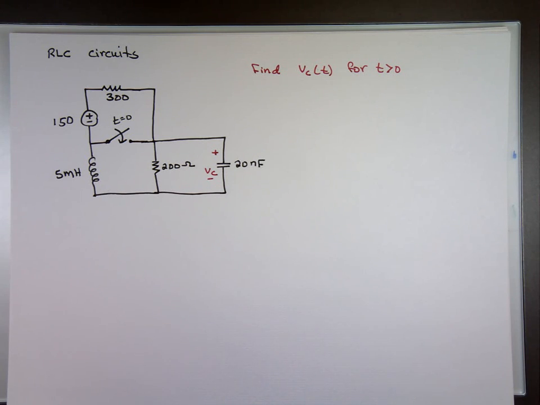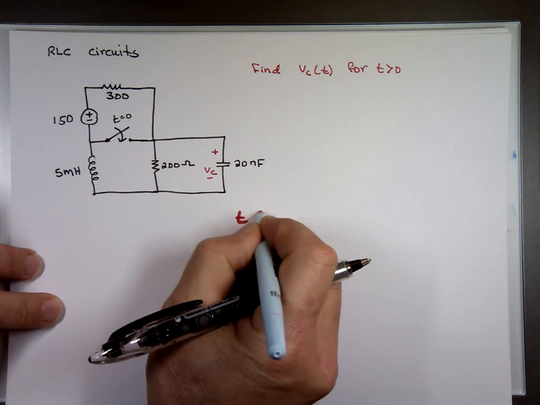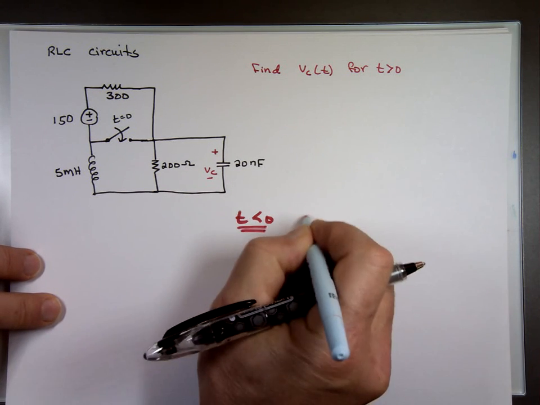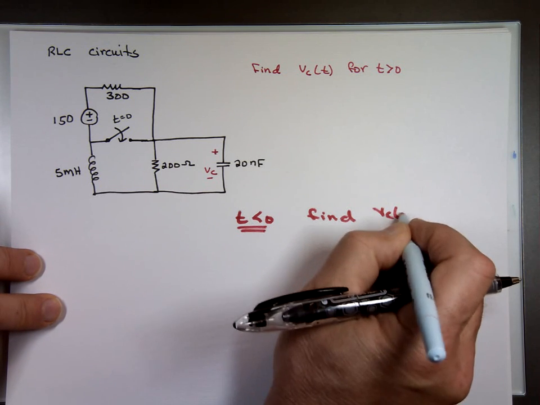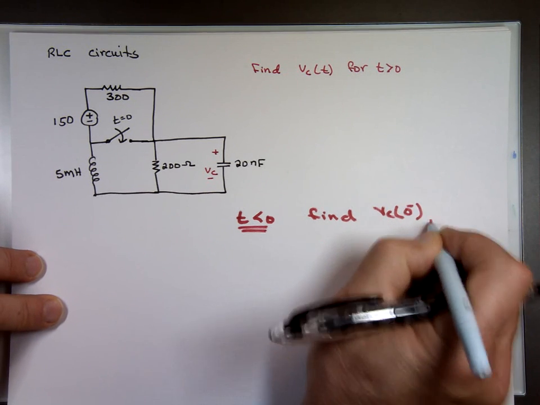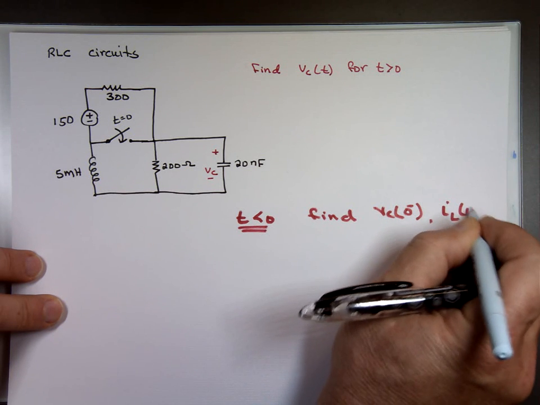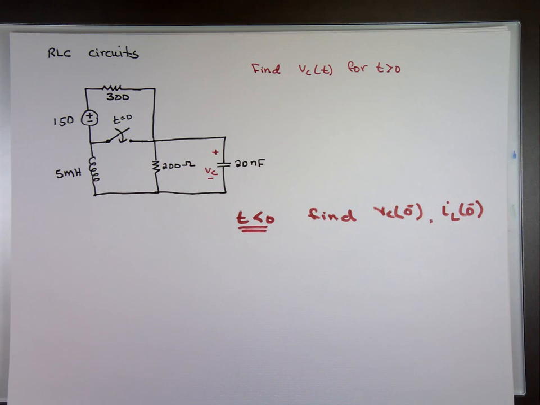Just like RL and RC circuits, the first step I'm going to do is look at the circuit for t less than 0, and try to find the voltage across the capacitor at 0 minus and the current through the inductor at 0 minus. That's the process I'm going to use.